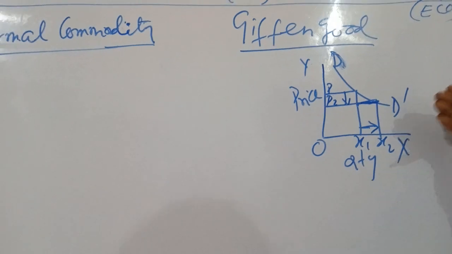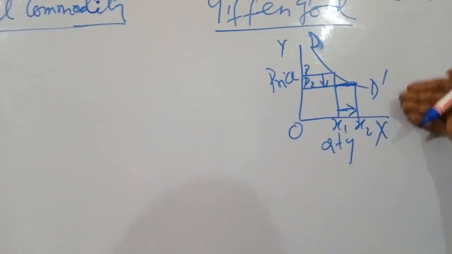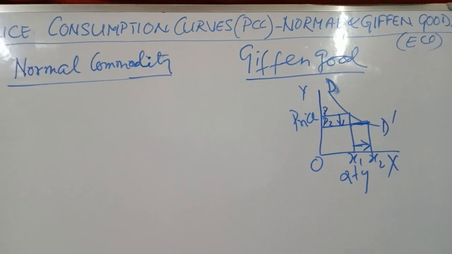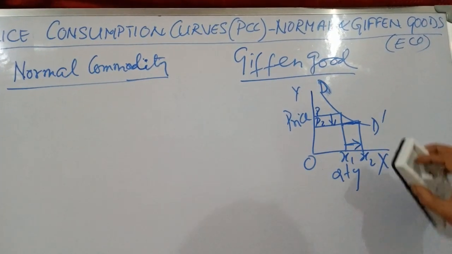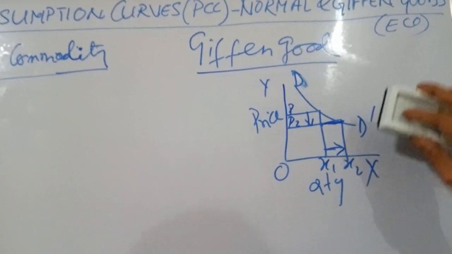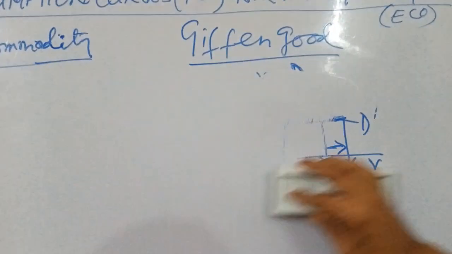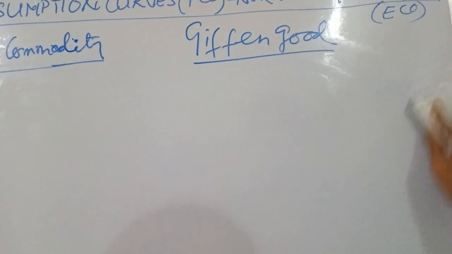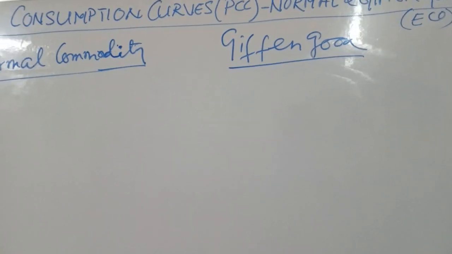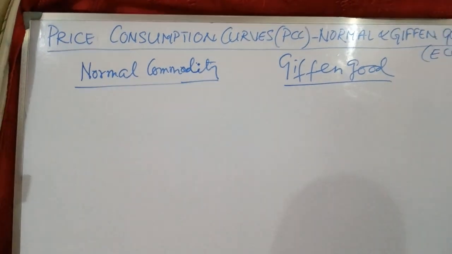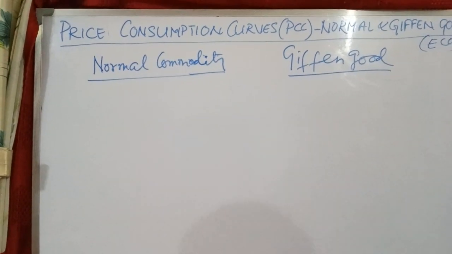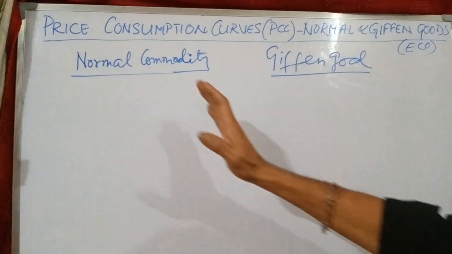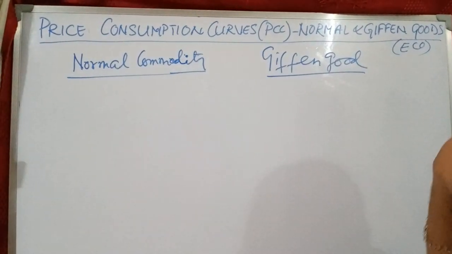Now this is the demand curve's shape for normal commodities. Price is falling and quantity demanded is increasing, other things remaining same. This is the law of demand. Now normal commodities follow this law. The commodity that does not follow this law is called Giffen good. Now we shall draw two diagrams, one for normal commodity, another for Giffen commodity.